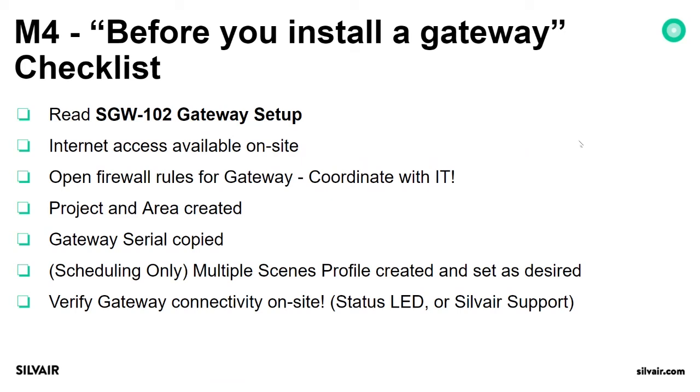Before you install a gateway, here is a short checklist. Always first read the gateway setup guide. Internet access should be available on site. It doesn't need to be a physical network connection. There is a way, even without local internet access, to properly provision the gateway.